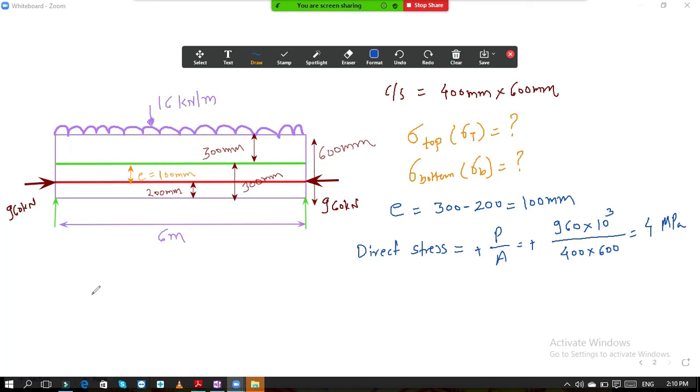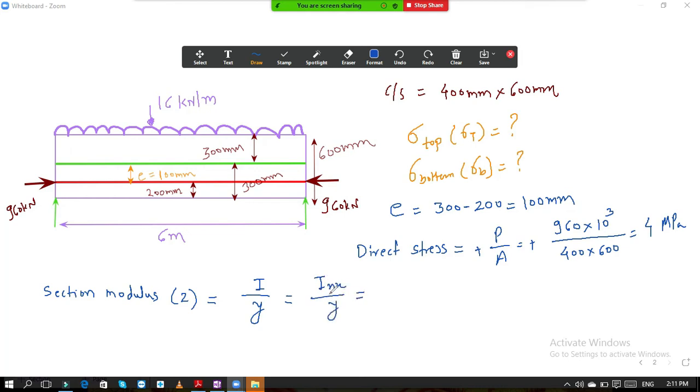After that, for bending stress, we need to know the value of section modulus. Section modulus Z. What is the section modulus? It is always I by Y. Okay. Now what is I? I is the moment of inertia. So which moment of inertia are you going to take over here? Ixx or Iyy or Izz? We will take Ixx, okay, divided by Y.